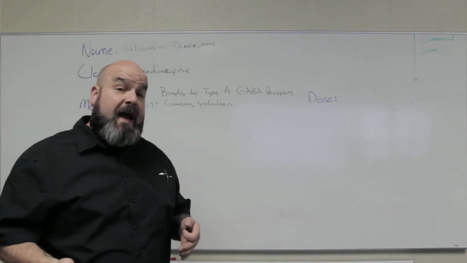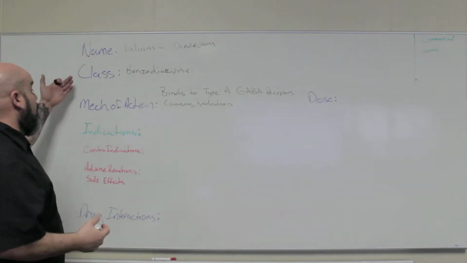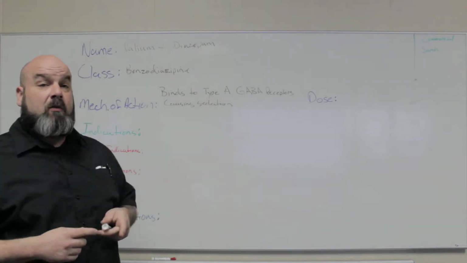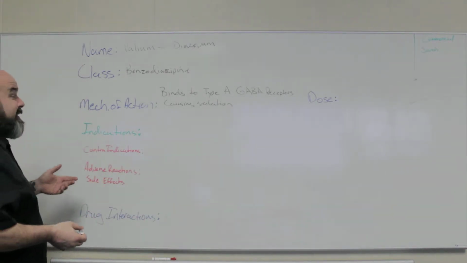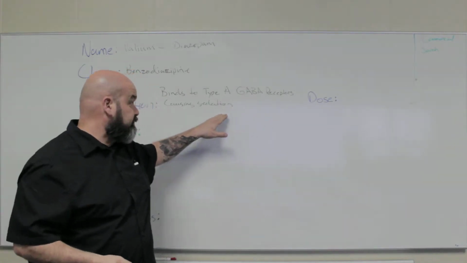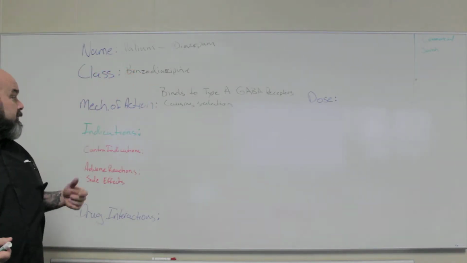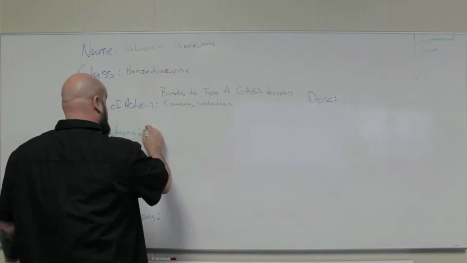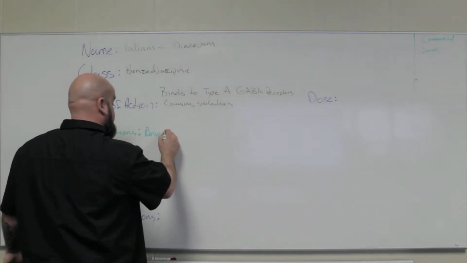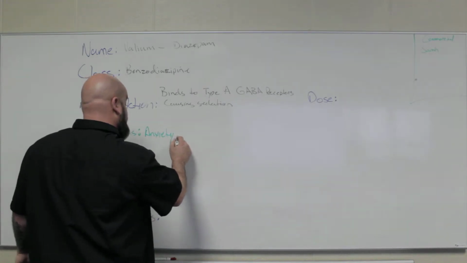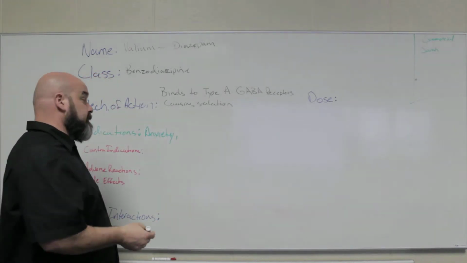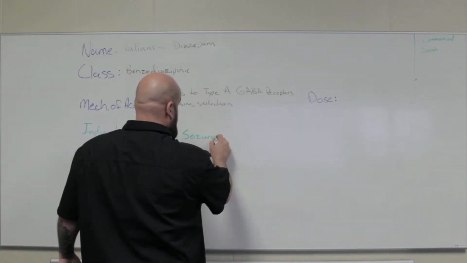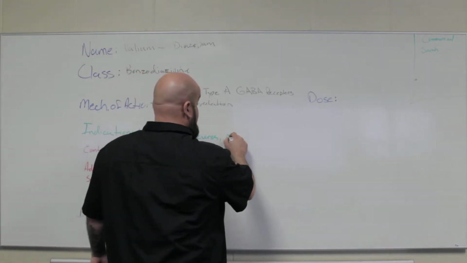So, with that being known now, what indications would we use Valium for? It causes sedation. Well, we're going to use it for anxiety. We're going to use it for seizures. And we're going to use it for muscle relaxing.